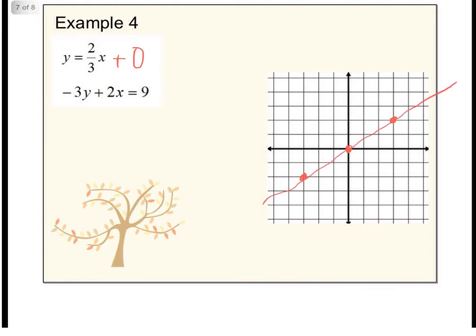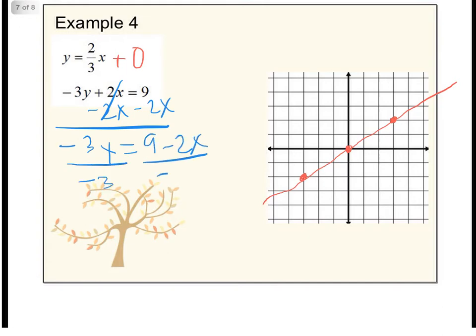And for the second one, let's solve for y. So I'll subtract 2x. Negative 3y is equal to 9 minus 2x, and divide by negative 3. So y is equal to negative 3 plus 2/3 x. So I'm going to start at negative 3. I'm going to go up 2, over 3, back down 2, back 3. Some of you guys are probably noticing something interesting here. My lines don't cross, and they don't seem to be getting any closer.